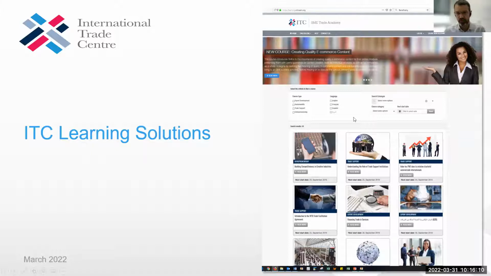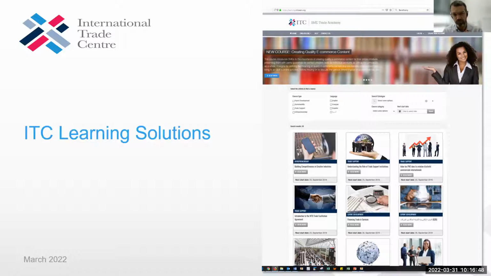Exactly. So here you see the landing page of the SME Trade Academy. Sorry, I was moving this window on the side. We have courses on export development, sustainability, trade support, entrepreneurship, and we are actually aiming, as its name indicates, to support SMEs around the world. We currently have courses in the public platform in 4 languages, and we have about 100 courses on the main platform, and then we are operating various different platforms.